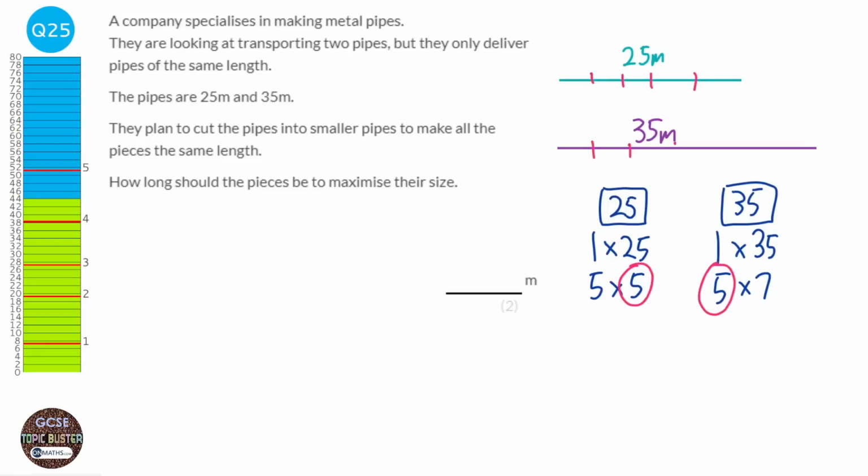So 1, 2, 4, 5, 6, and so there's 7 in total. So each of these are 5 meter long, and there's no wastage. And that's the longest we can make the pipes for there to be no wastage at all. So my answer is 5 meters.